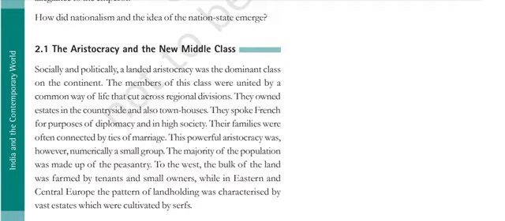This powerful aristocracy was, however, numerically a small group. The majority of the population was made up of the peasantry. To the west, the bulk of the land was farmed by tenants and small owners, while in eastern and central Europe the pattern of land holding was characterized by vast estates which were cultivated by serfs. In western and parts of central Europe, the growth of industrial production and trade meant the growth of towns and the emergence of commercial classes whose existence was based on production for the market.